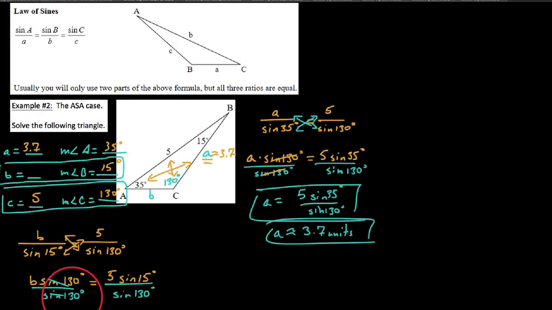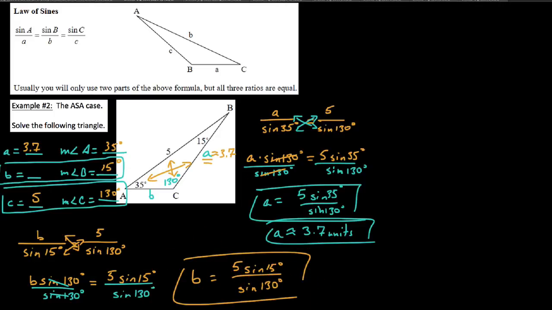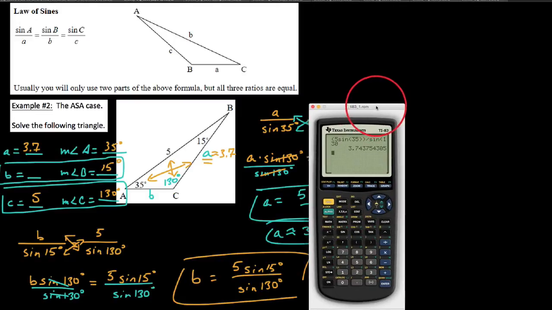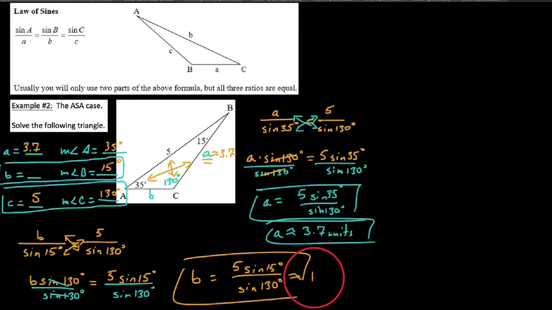And what we end up with is the fact that b is exactly equal to 5 times the sine of 15 degrees, and this is all over the sine of 130 degrees. So here's our exact value. Let's go ahead and get our approximate value here. So in parentheses 5 times the sine of 15 degrees, 2 end parentheses, and we'll divide this by the sine of 130 degrees here. And what we get is about 1.7. So we're going to say this is approximately 1.7.